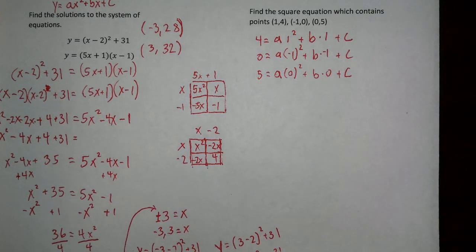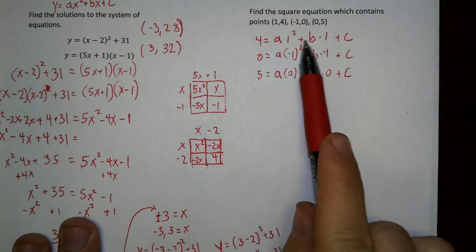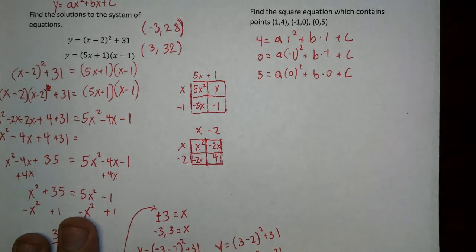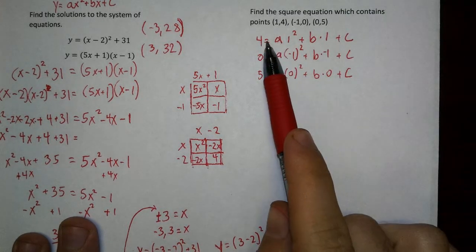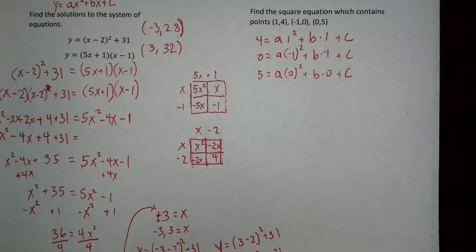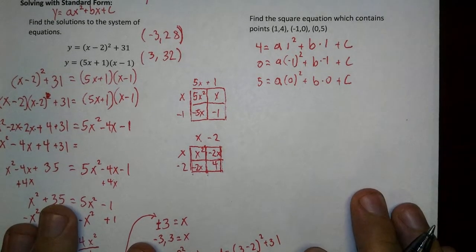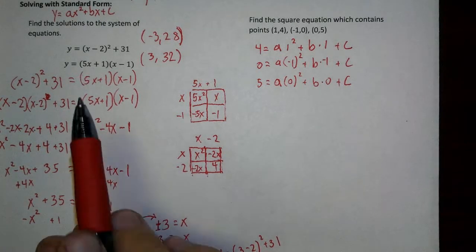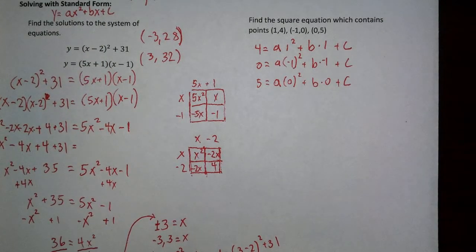Tell me if I'm wrong. How many variables? 1, 2, 3. And how many equations? 1, 2, 3. Can we solve that or can we not solve that? We can. So realize that's the beautiful thing about standard form. It writes our quadratic equation in a way which gives us 3 clean variables.